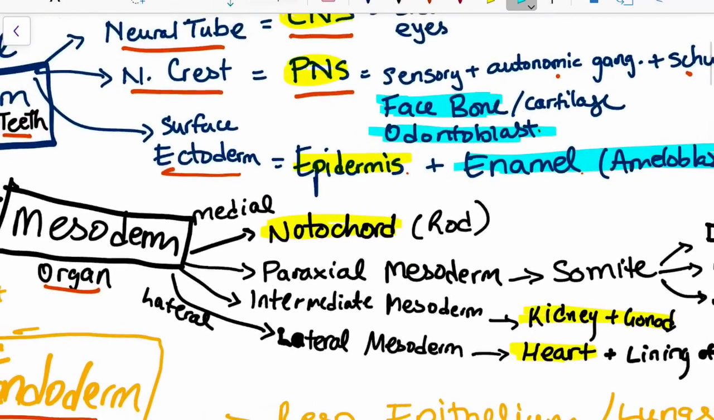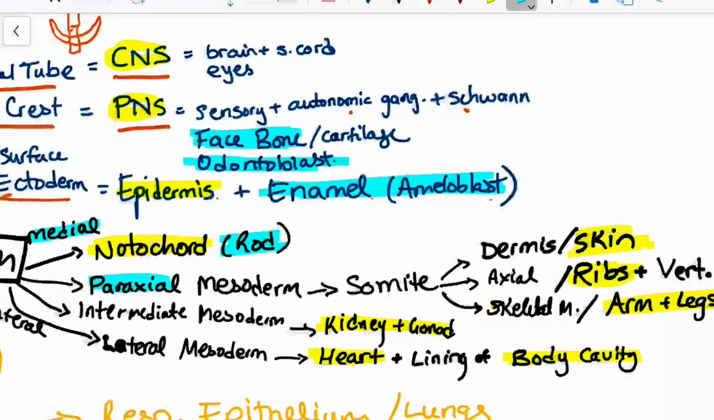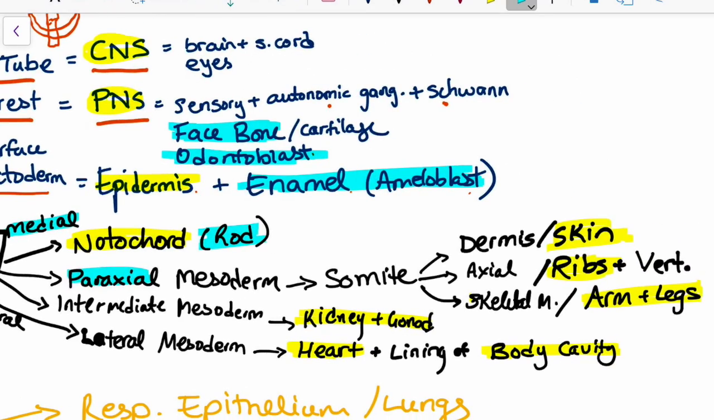The mesoderm is mostly the muscle. We will start most medial with the notochord, which gives you the spinal rod. Then you have the paraxial mesoderm, which gives you all of the arms and legs, as well as the skin and the axial somites, which are your ribs and the vertebrae. Then you have intermediate in the middle, the organs of kidney and gonads, and then the most lateral mesoderm is your heart and the body lining, the body cavity.